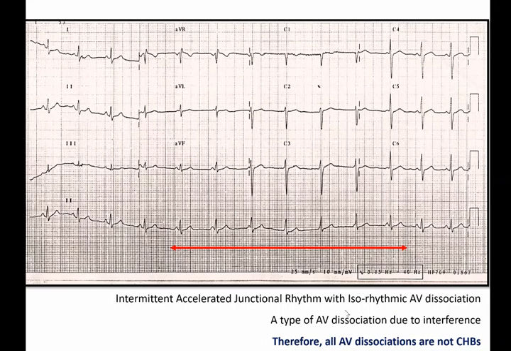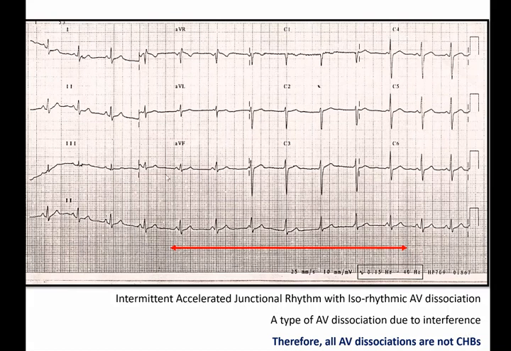So this is a type of AV dissociation due to interference. The interference is occurring in the AV node, that is, the sinus rhythm is colliding with the junctional rhythm retrogradely conducting to the AV node. And so the atria and ventricles are dissociated, with atrial activation occurring through the sinus node and ventricular activation occurring through the junction. So this gives you one more example proving that all AV dissociations are not complete heart blocks.